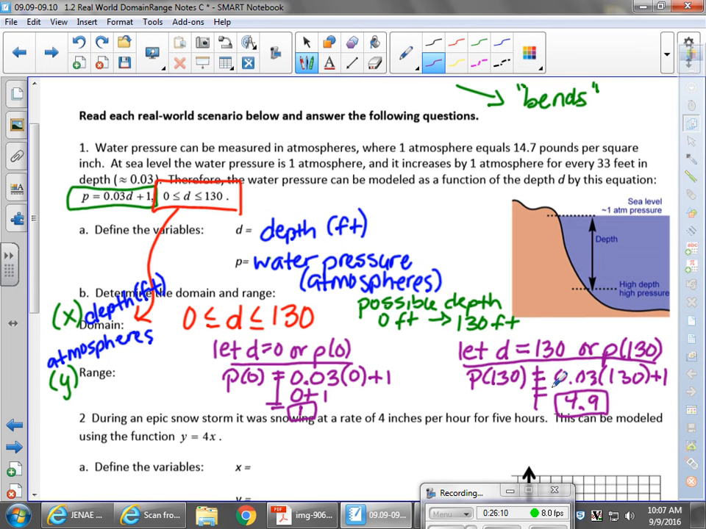Now we just need to put it all together. So P is greater than or equal to, what was the smallest? 1. And less than or equal to, there we go. There's my range.